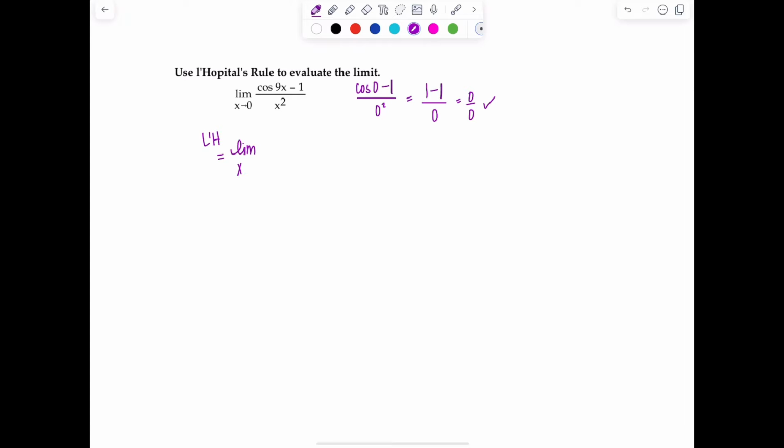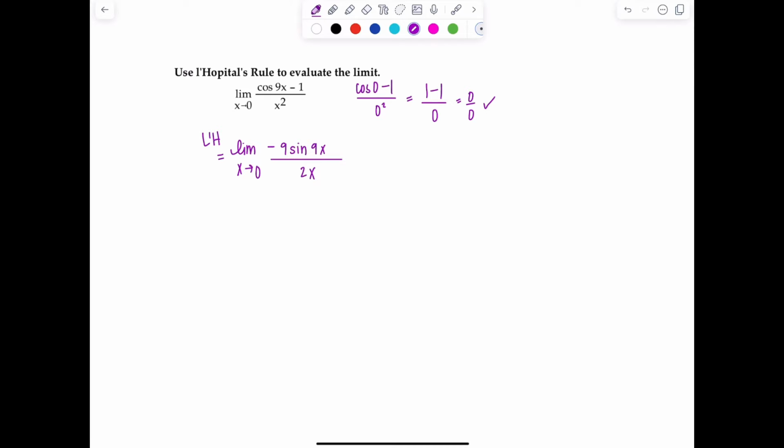So we have the limit as x approaches 0. And now take the derivative of the numerator. So derivative of cosine 9x, we have to do the chain rule as well. Don't forget, it's going to be negative sine 9x times 9, right? So let me just write negative 9 sine 9x over the derivative of x squared, which is 2x.